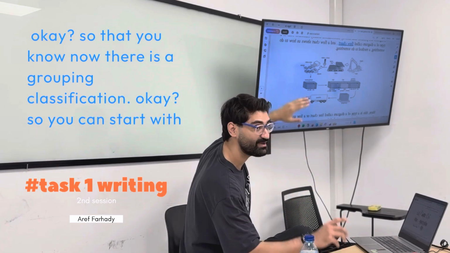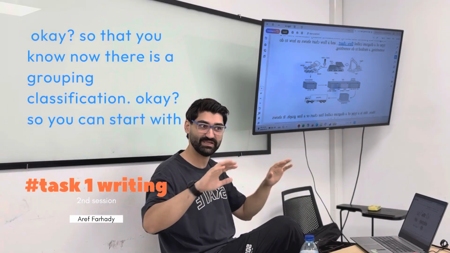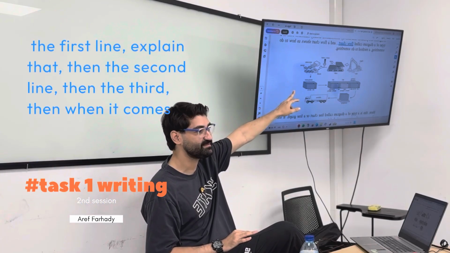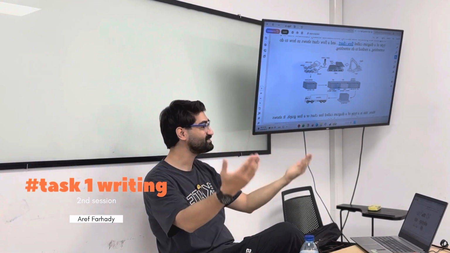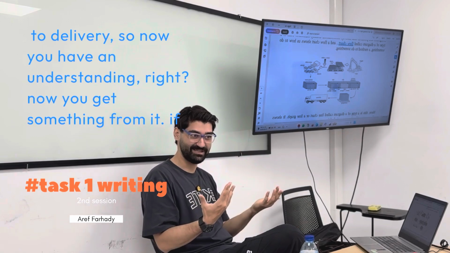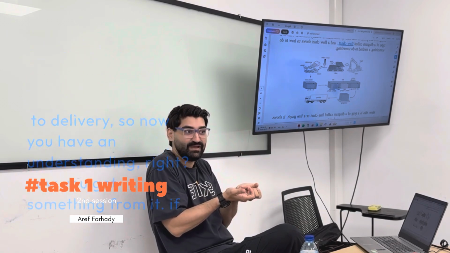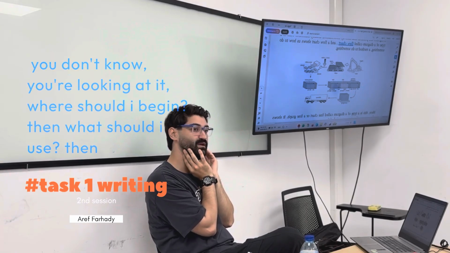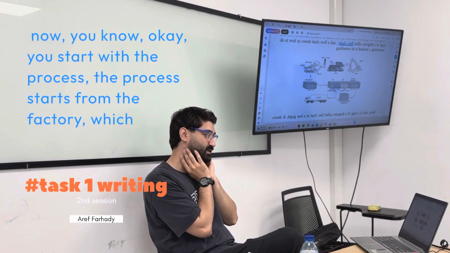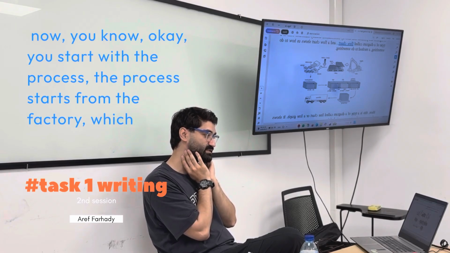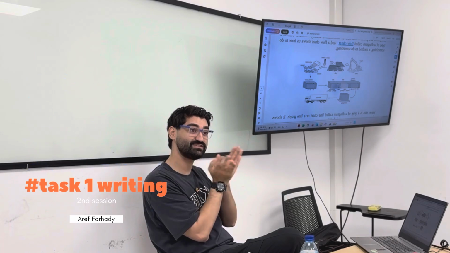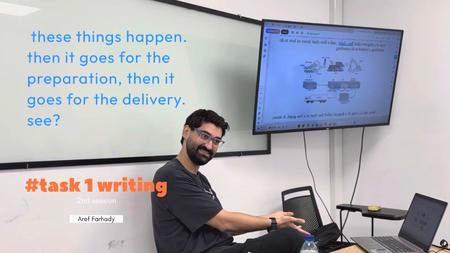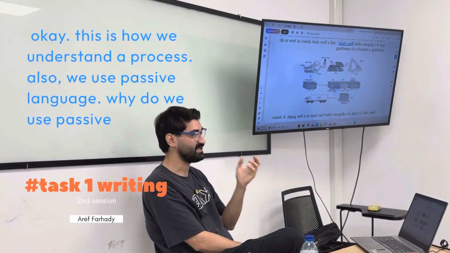So now there is a grouping, a classification, okay? You can start with the first line, explain that, then the second line, and the third. Then when it comes to delivery, now you have an understanding, right? Now you get something from it. If you don't know, you're looking at it, where should I begin? Then what should I use? Okay, you start with the process. The process starts from the factory, where these things happen. Then it goes to the preparation. Then it goes to the delivery. See? This is how we understand a process.